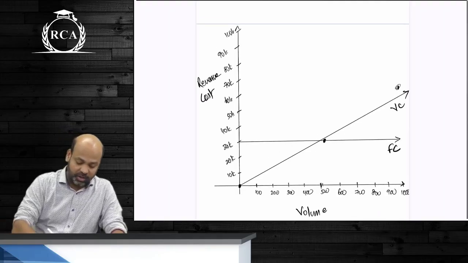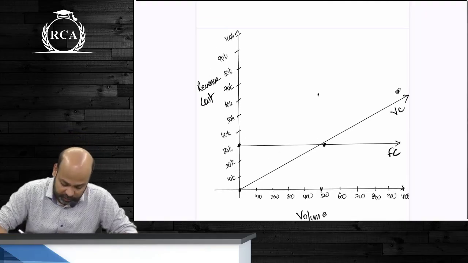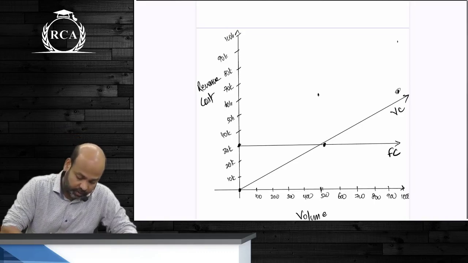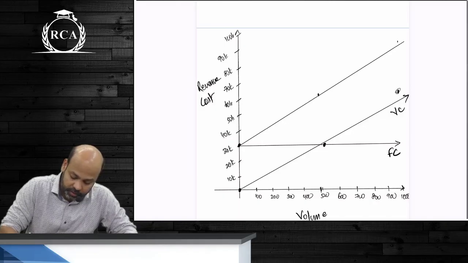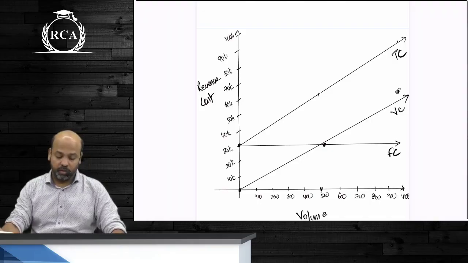Your total cost will start from 30,000. At 500 units, your total cost is 60,000, guys, and at 1,000 units, your total cost is 90,000. So this will be your total cost curve. Correct? Are you all following, guys? Fixed cost, total cost, variable cost.